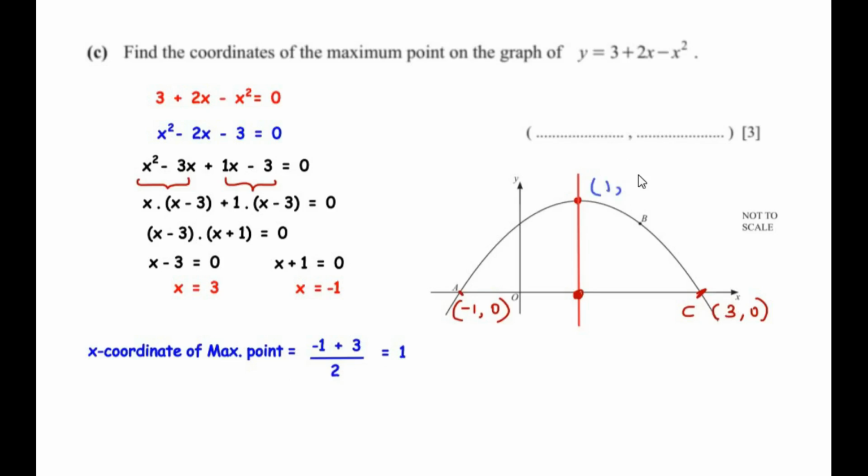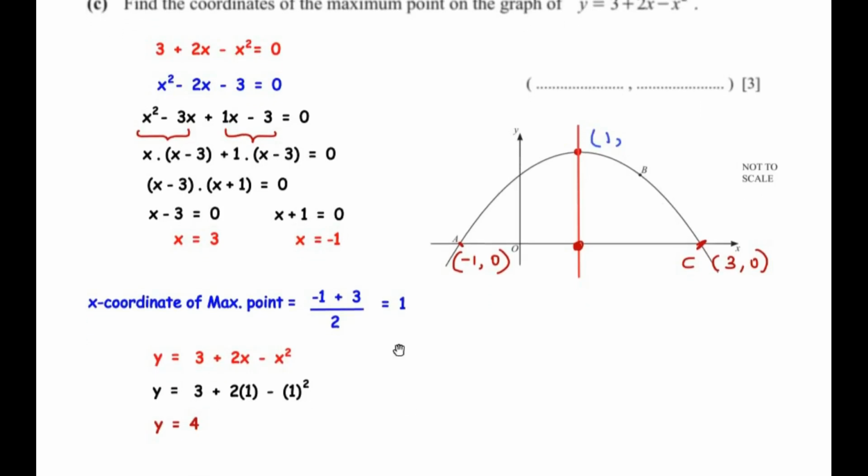Now to find the y coordinate, we are just going to plug in the x value in this equation and get the value of y. So here we have the equation y is equal to 3 plus 2x minus x square. Now plugging in the value of x as 1, that is y is equal to 3 plus 2 times 1 minus 1 square. Now simplifying this gives us the value of y as 4. So the coordinates of the maximum point are 1, 4. So these are the coordinates.